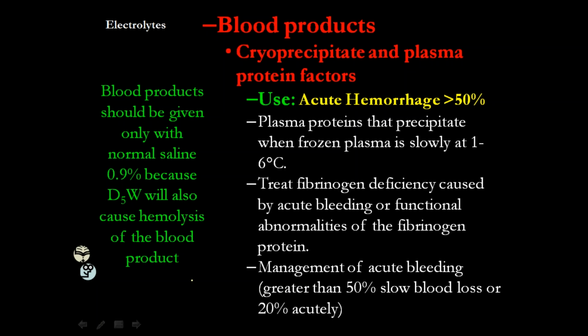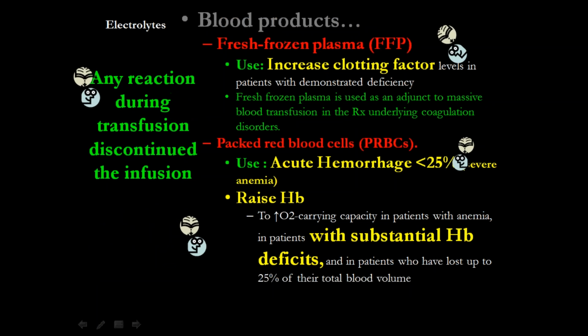So you already know that we use only normal saline solution. We have the cryoprecipitate, plasma proteins, that mostly is going to be used for acute hemorrhage for more than 50%. But there is another consideration here.